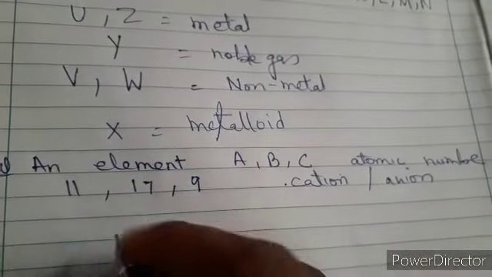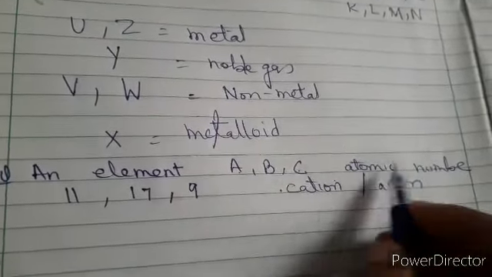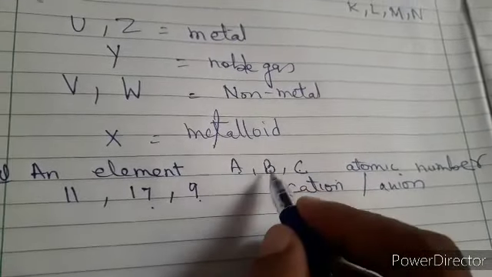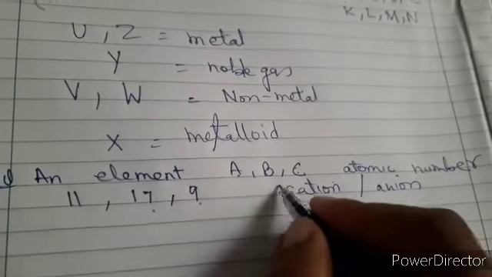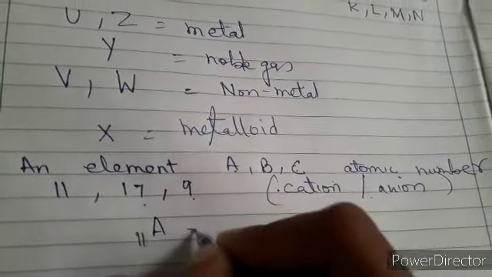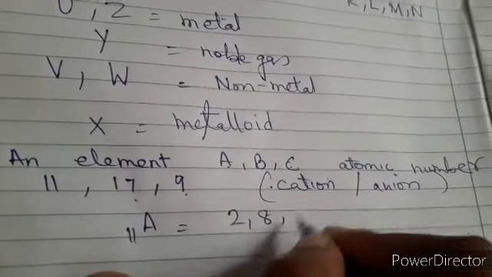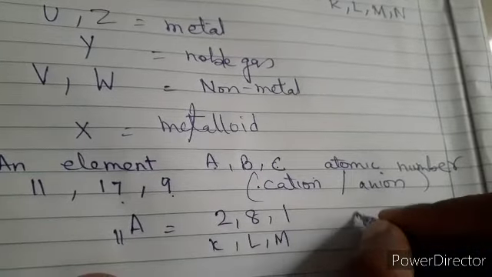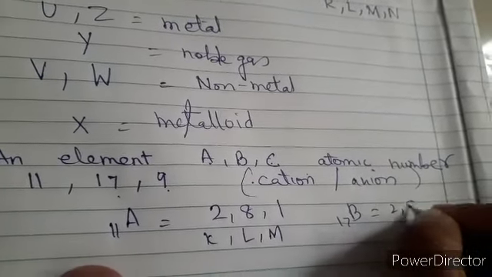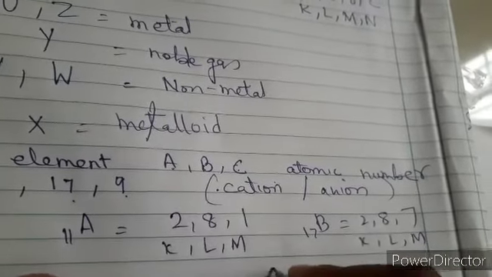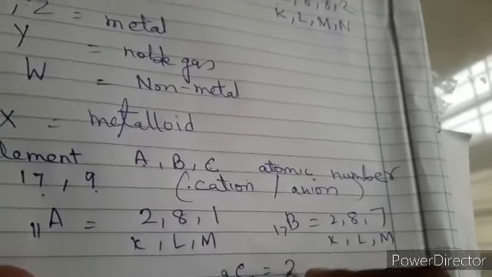Now there is one more question. Elements A, B, C, their atomic numbers are 11, 17 and 9. Okay, A is 11, B is 17, C is 9. You have to judge which is the cation and which is the anion. So your duty is, please write down the electronic configuration. A is 11, 2,8,1. Then B is 17, 2,8,7, so K, L, M. Then C is 9, 2,7.